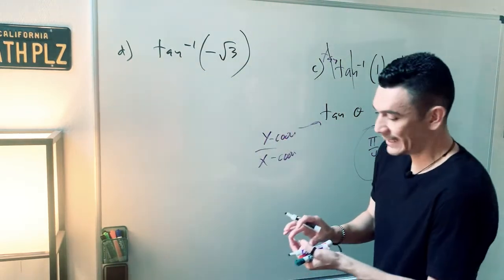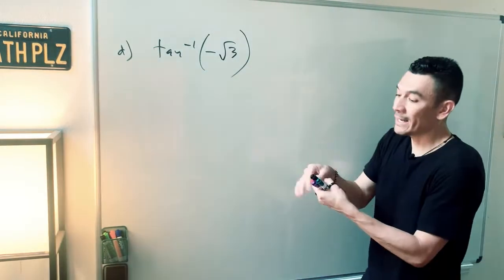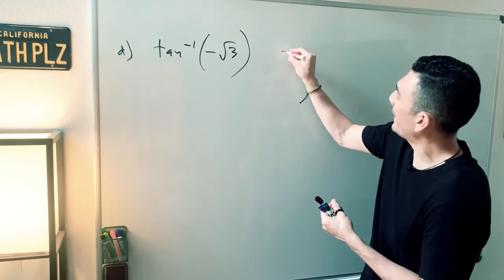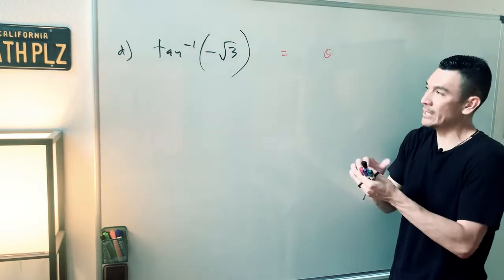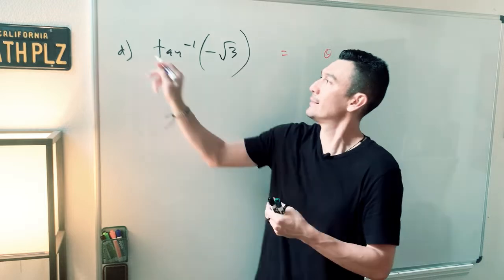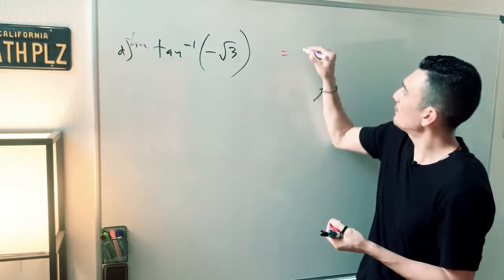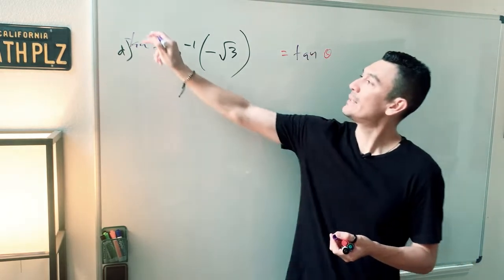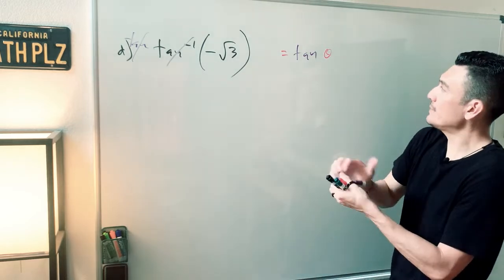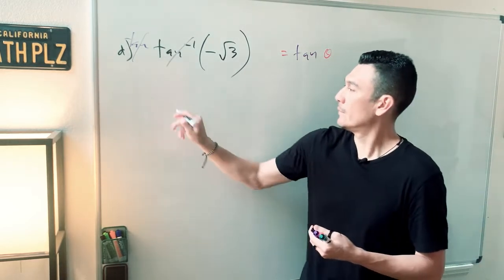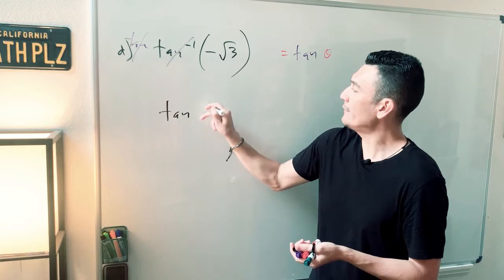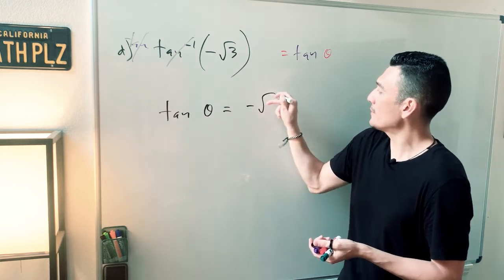Tangent inverse of negative √3. We're going to let this equal some angle theta. And then we go tangent of both sides. Right? We go tangent of both sides. Bye-bye, bye-bye. And so we have tangent theta. We have tangent of theta equals negative √3.